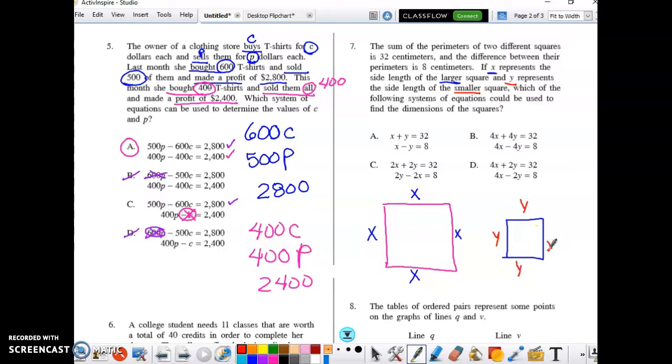Now, if you add them all up, that will give you the perimeter. So X plus X plus X plus X equals 4X. That's the perimeter of the larger one. If you add up these sides, Y plus Y plus Y plus Y, that's 4Y. Okay? Now, it said that if you add them, it gives you 32. And if you subtract them, it gives you 8. So look at the answer choices and pick the correct one.